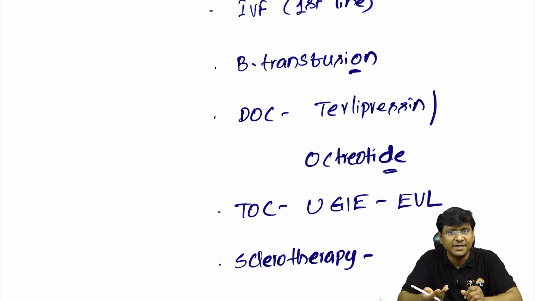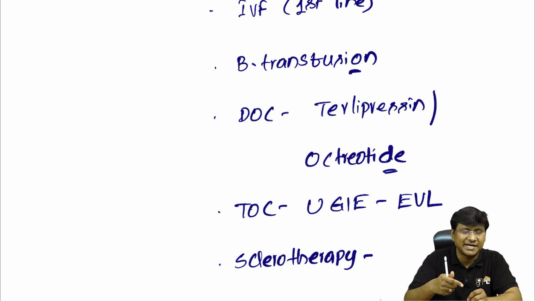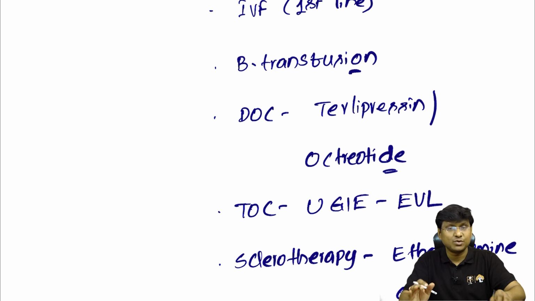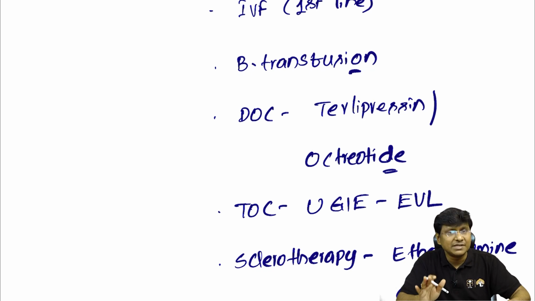What is sclerotherapy? Where you will inject the sclerosing agents. And what will be those sclerosing agents? The sclerosing agents include ethanolamine oleate. That is what sclerotherapy is. So that is about the treatment.